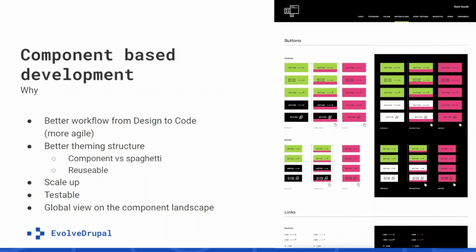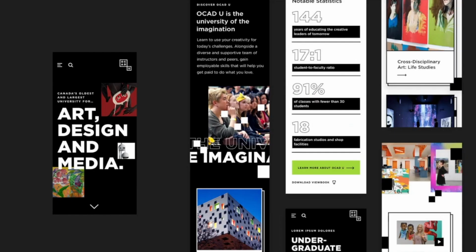And if we want to change anything, we need to care about the global structure, the global view of the style of the button used across the site. Or this is another example where we can have a global view on the existing banner or card used in our project, which is the OCAD, Ontario College of Art and Design.